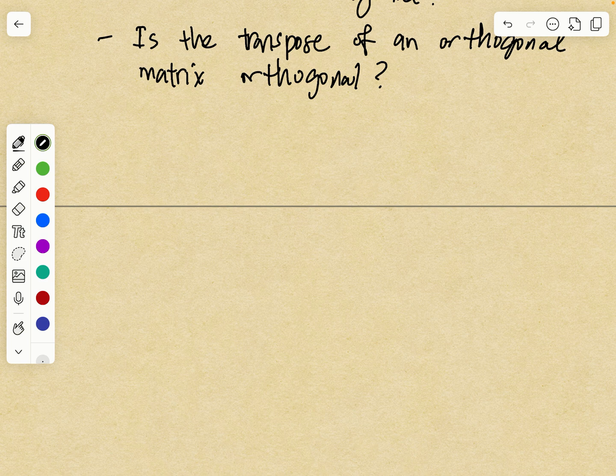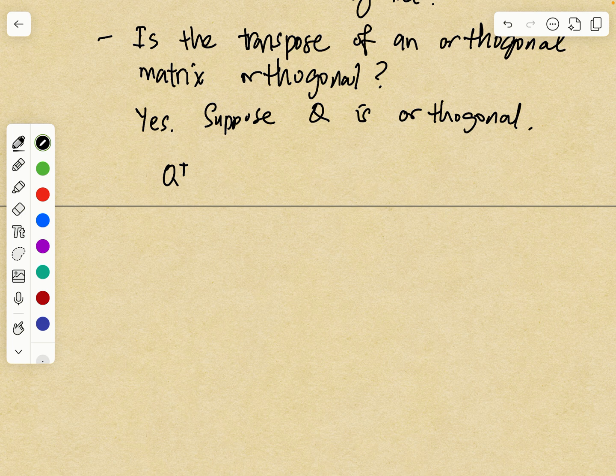All right, I say that the answer is yes. And what do we have to do? We start with an orthogonal matrix. Suppose that Q is orthogonal. We want to know whether Q transpose is orthogonal. So what we have to do is take this matrix that we're trying to see if it's orthogonal or not, take the transpose of that, multiply that by this matrix, and see if you get the identity matrix.